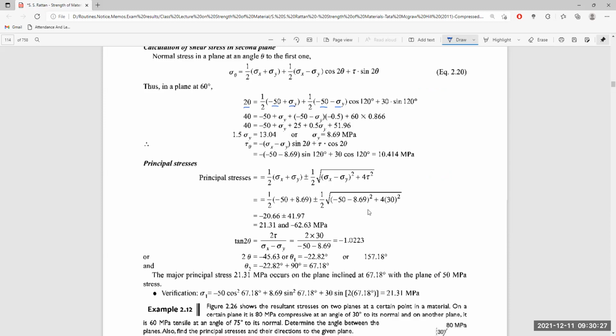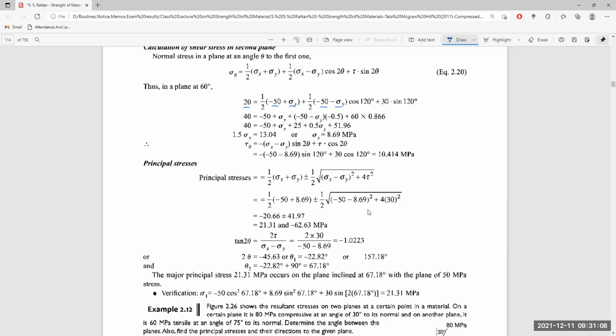The principal stresses are half of sigma x plus sigma y, plus or minus half the square root of sigma x minus sigma y whole squared plus 4 tau squared. So put in the values of sigma x as minus 50, sigma y as 8.69, and 4 into tau squared, where tau is equal to 30. Thus, the principal stresses will become minus 20.66 plus or minus 40.96, or 21.31 and minus 62.63.